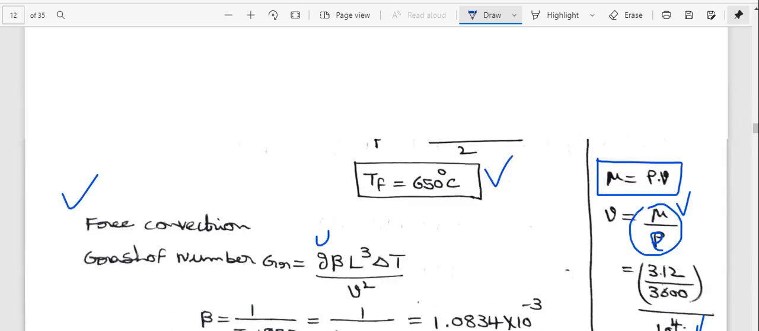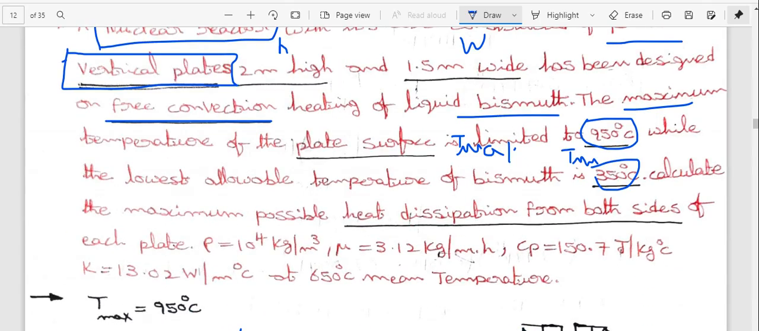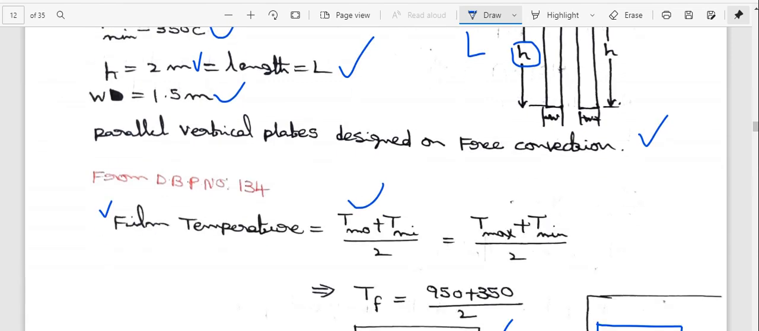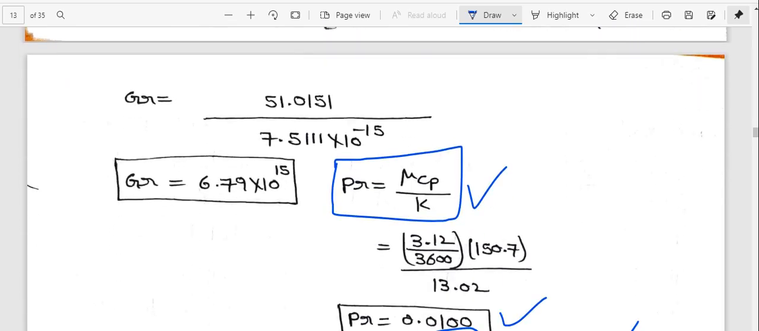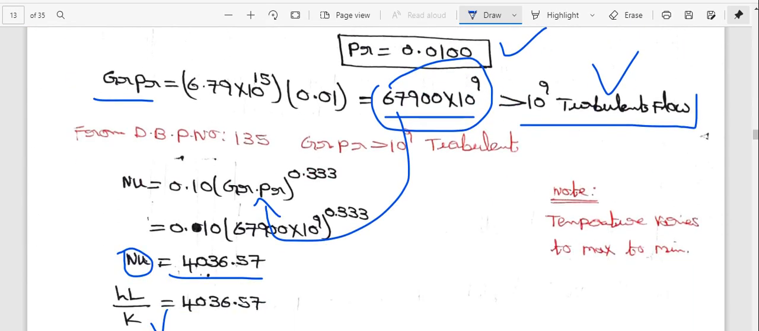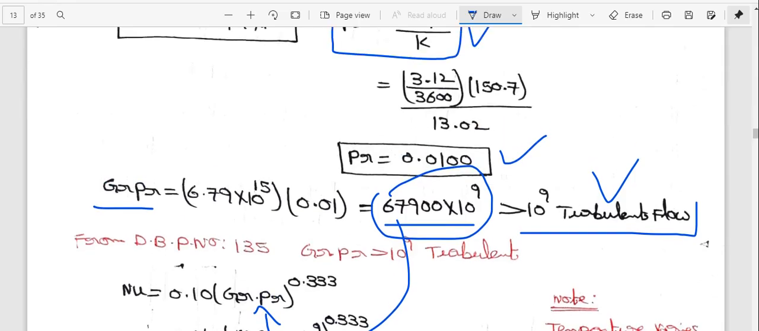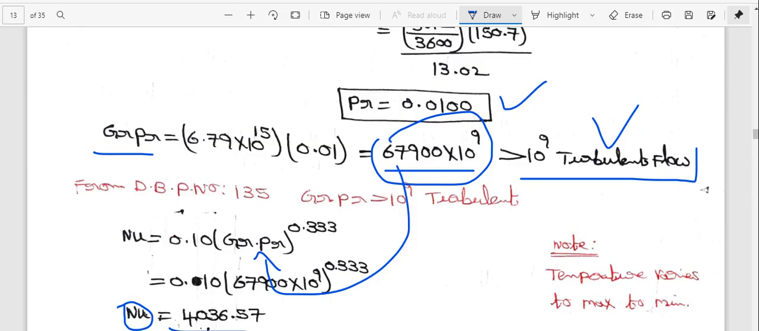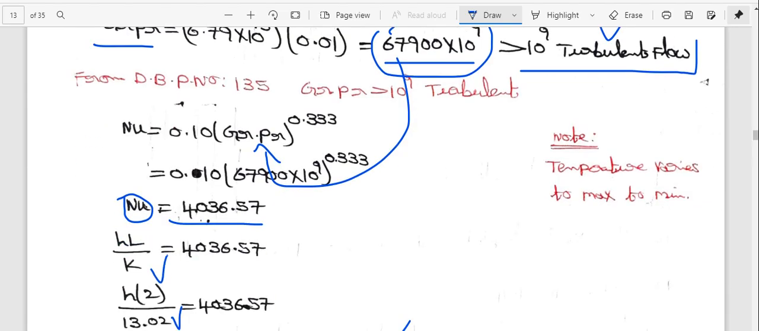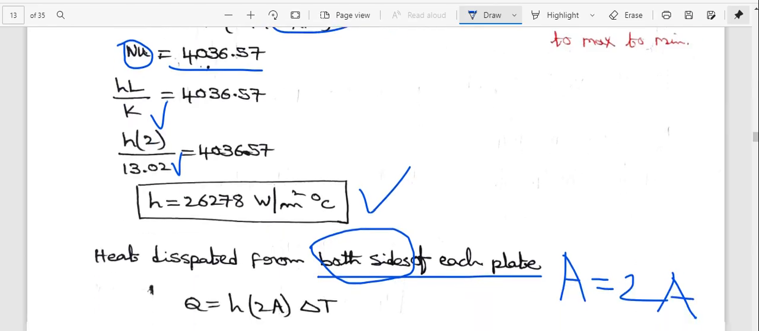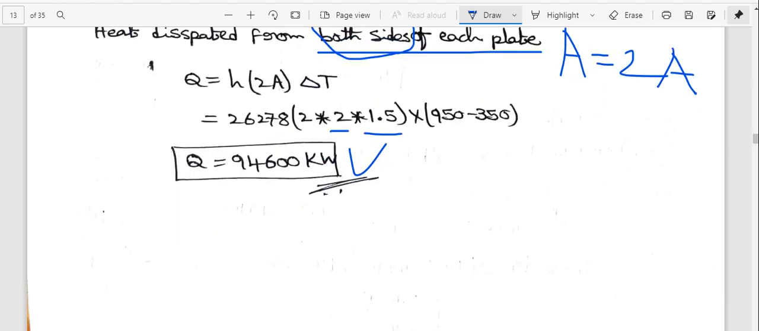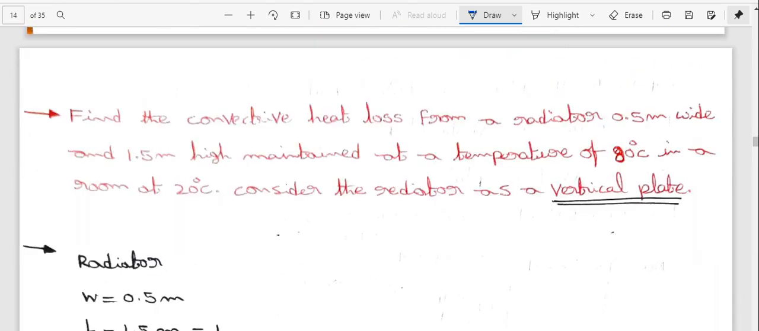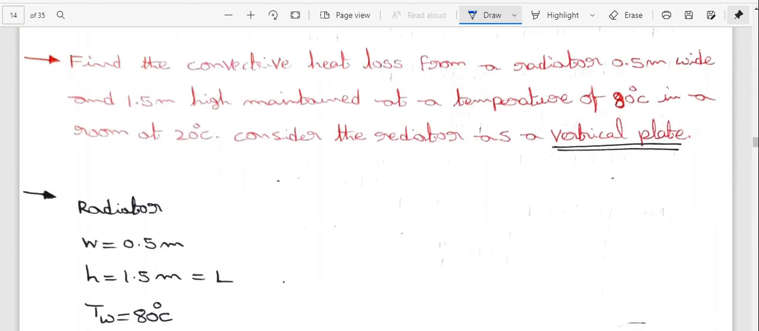So in this free convection problem, we first calculate the Grashof number, after that the Prandtl number, and then we check whether the Gr Pr value is greater than 10 power 9 or less than 10 power 9. After that we need to calculate the Nusselt number. After calculating the convective heat transfer coefficient, we substitute in Q equal to hA delta T. This is the end of the problem.